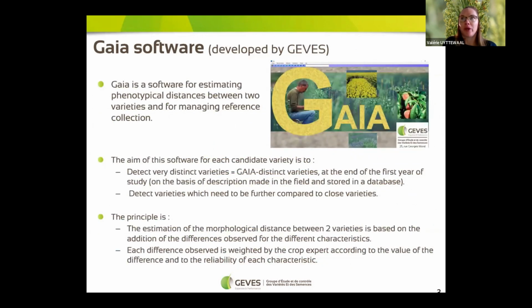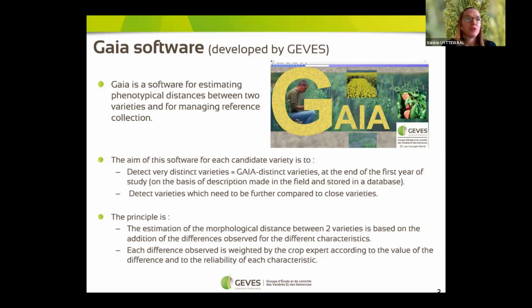So, Gaia software. Gaia is a software for estimating phenotypical distances between 2 varieties and for managing reference collections. The aim of this software is to detect very distinct varieties, named distinct plus varieties, at the end of the first year of the study on the basis of descriptions made in the field in the first years. And also to detect the most similar varieties, which must be compared in the field.